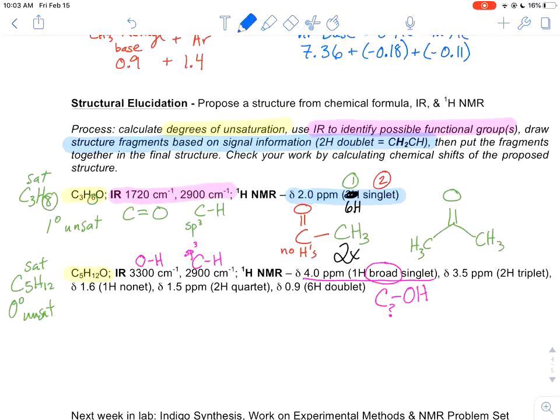Next, we're going to be looking at this 3.5 2H triplet. And we start with the simple part. The integration tells us a CH2 group.